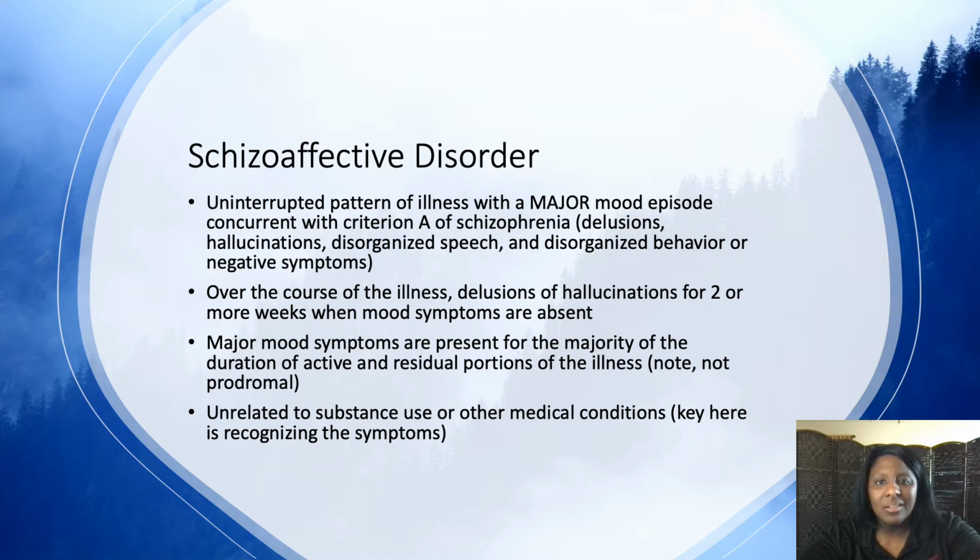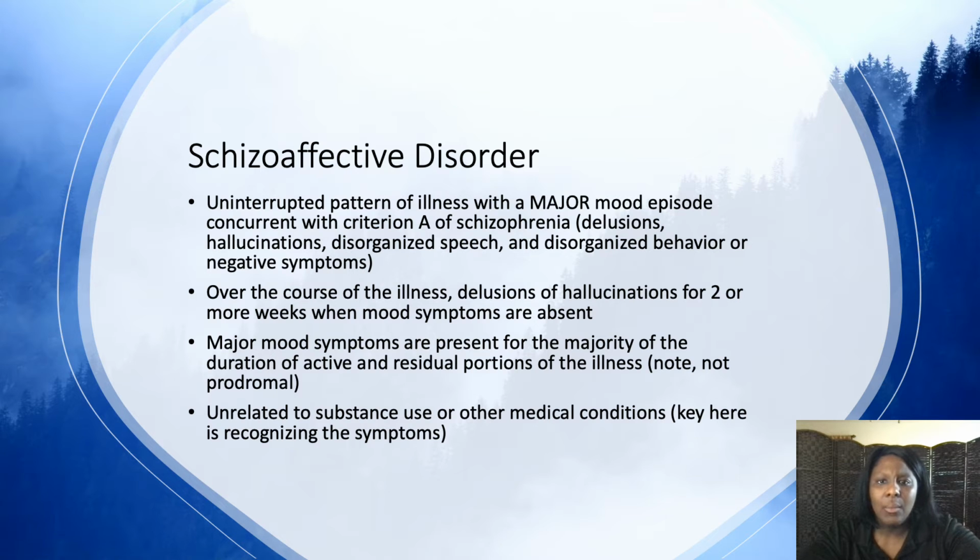Symptoms that do not meet the criteria for a major mood episode are present for the majority of the total duration of the active or residual portion of the illness. So you'll note that the prodromal period is not included there. It must be the active or residual portion. And the disturbance is not attributable to the effects of a substance. And we'll need to specify with schizoaffective disorder if it's bipolar type. So this means that there is a presence of at least one manic episode as part of the presentation, or if it's depressive type where only major depressive episodes have been part of the symptom presentation.